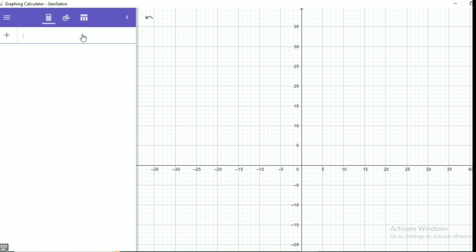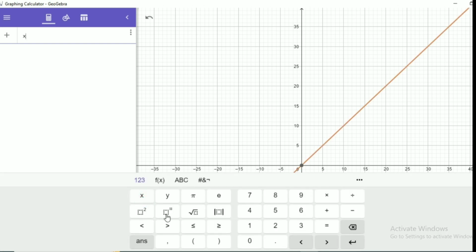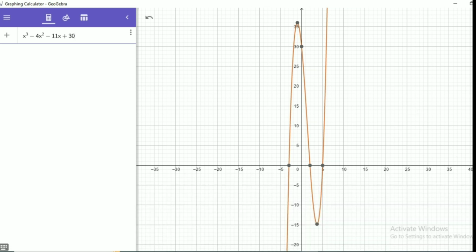Okay, let's have a look at how the graph of the function we just solved looks. The function is x cubed minus 4x squared minus 11x and then plus 30. That's the graph of the function as displayed above.